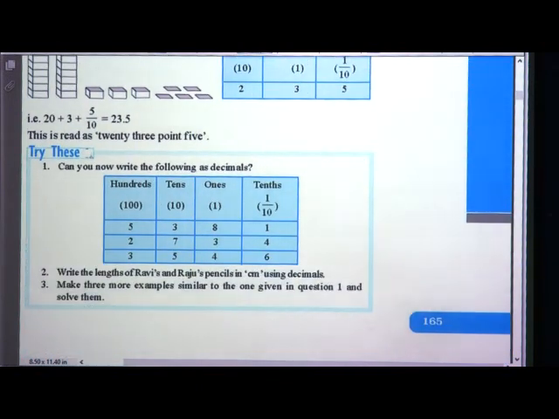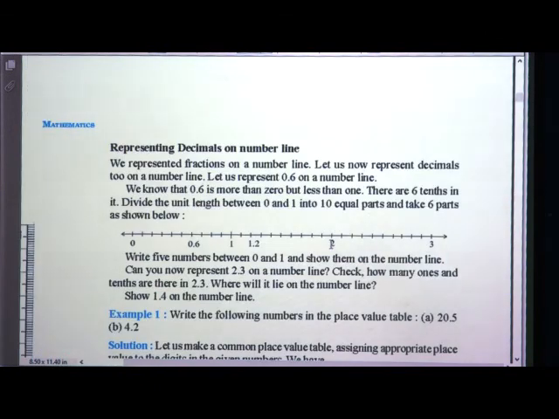Okay, students, try these sums here. Now, there are some examples. We need to write them in decimals. So, try this by seeing the above examples. You can find it and write the answers here with the pencil. Next.